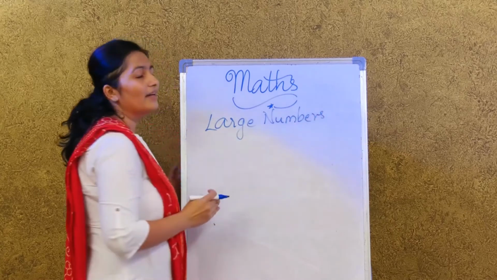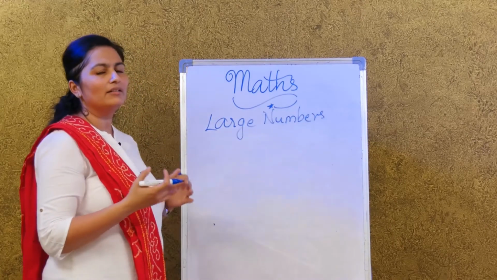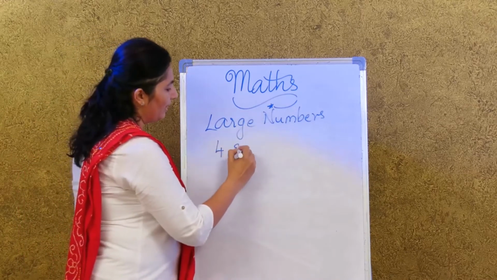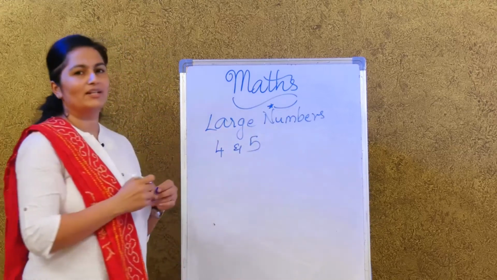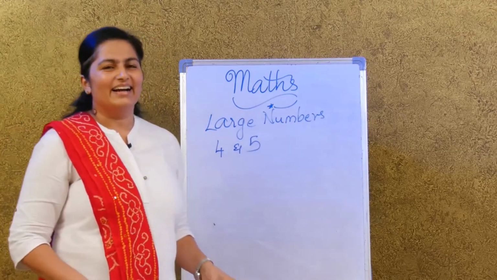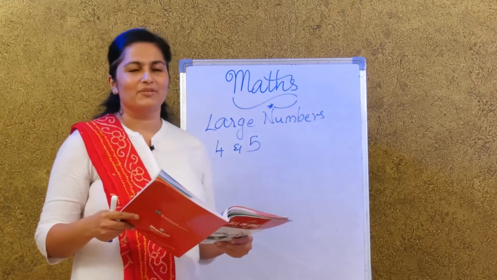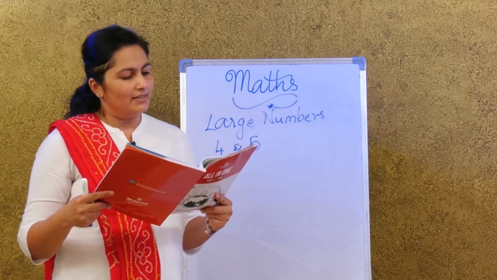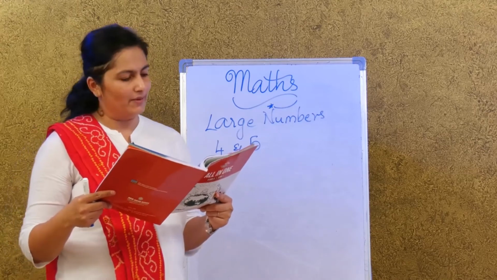Till now we have almost settled 4 digit numbers. Now we are going to see 4 and 5 digit numbers. Are you excited? Yes, that means you are going to master a lot of new things now. Let's look into your book.